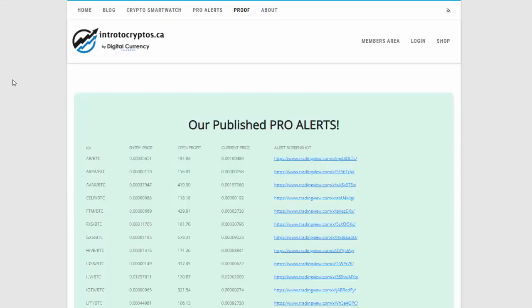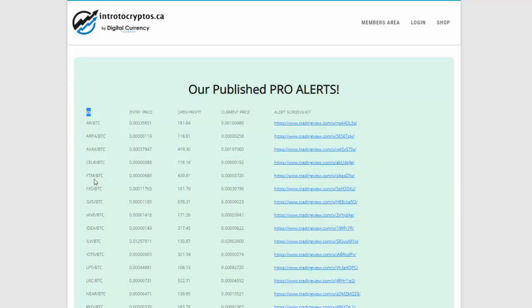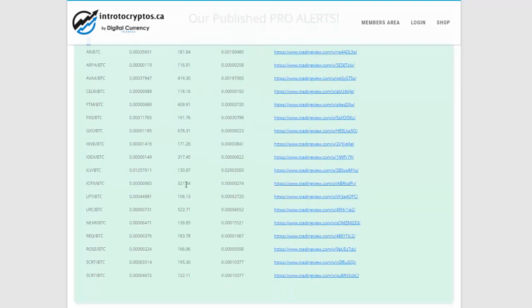And on our proof page, we have a live pull-in from our Google Docs spreadsheet. Sometimes it doesn't pull in, you have to refresh the page, but it has screenshots for all of the coins that we gave our alerts for. This is a list of coins that are over 101% profit right now. They are still open in our spreadsheet, so we're going to be continuing to hold these. We'll see what they turn out to be in profits in the long term.